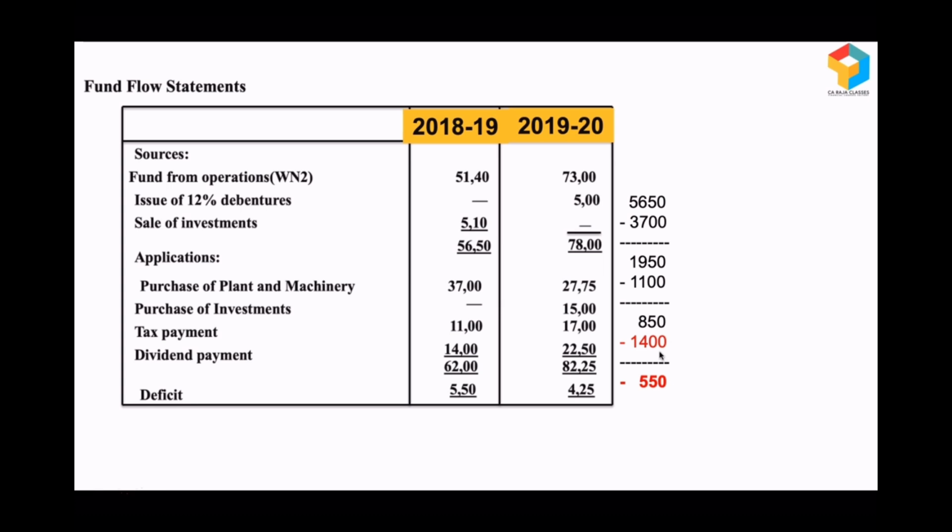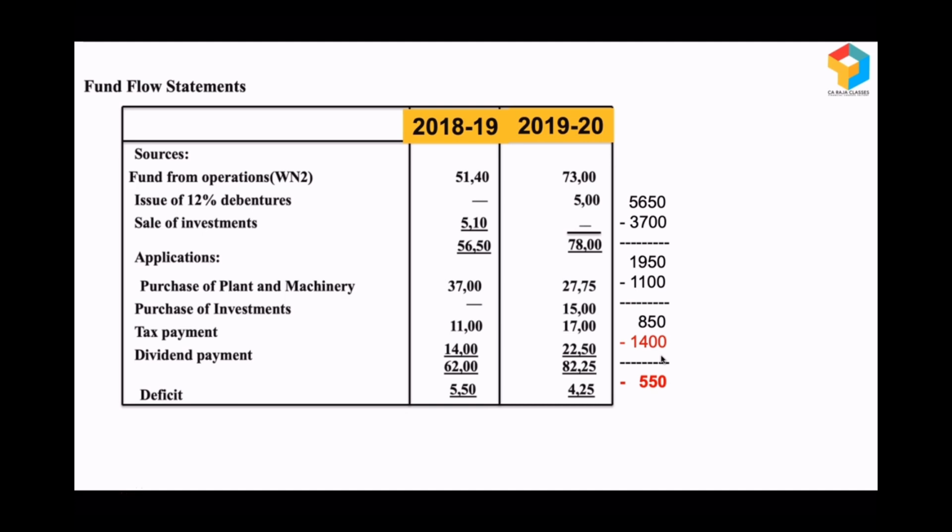Or the other way is, when they have an investment to take place to the extent of 3,700, why are they paying dividend? They could have used this money for funding that. They didn't do that. They paid dividend when they don't have adequate funds. When they had only 850, they paid 1,400. They simply diverted short-term funds for long-term purpose. So this is what happened in 2018-19.